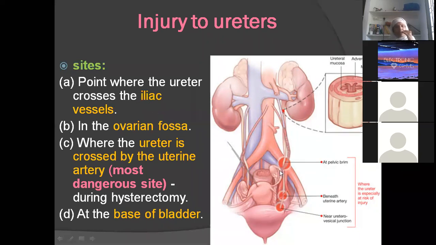There is a lot of risk there. I told you it is a dangerous site during hysterectomy, because the ureter is crossing the uterine artery. Hysterectomy is removal of the uterus. What should we ligate?